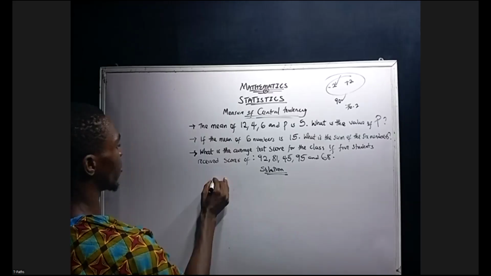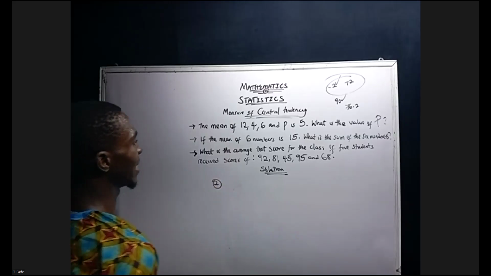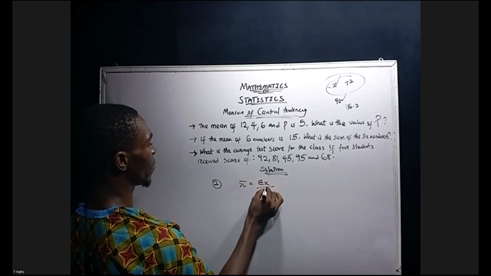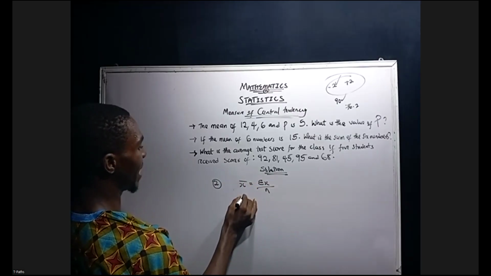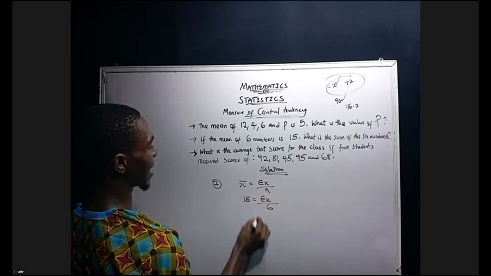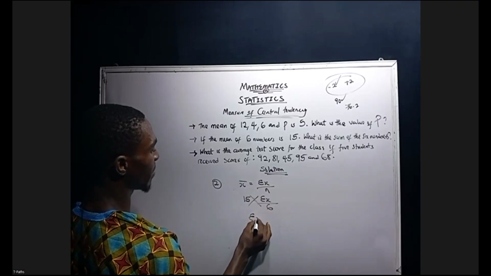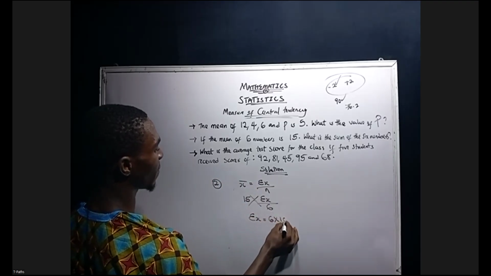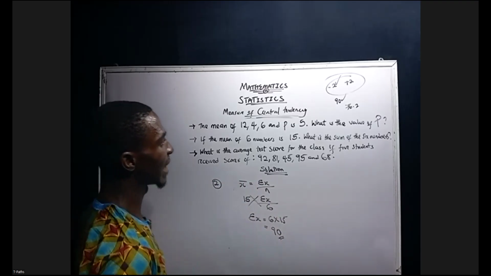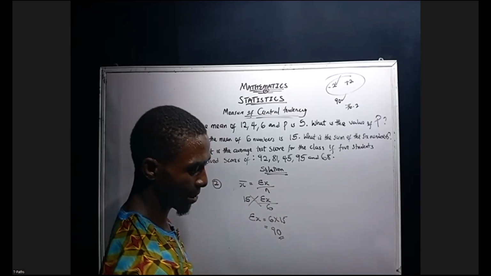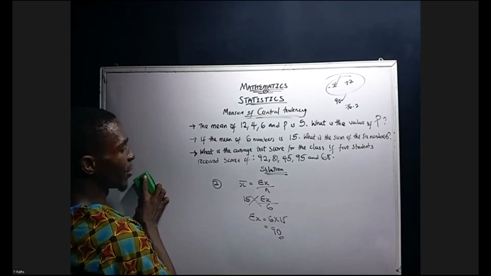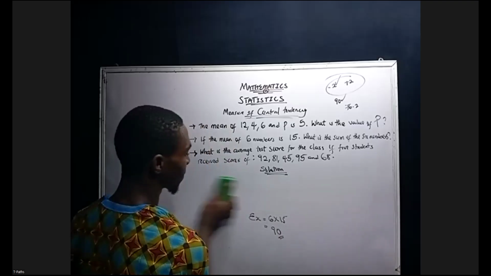The second solution, question 2, says that if the mean of 6 numbers, the mean equals summation x over n. The mean is 15, and we have summation x divided by 6. When you cross multiply, summation x equals 6 times 15. And final answer is 90. So 90, you are correct. Any other value from 90, wrong. I move on to the third solution.